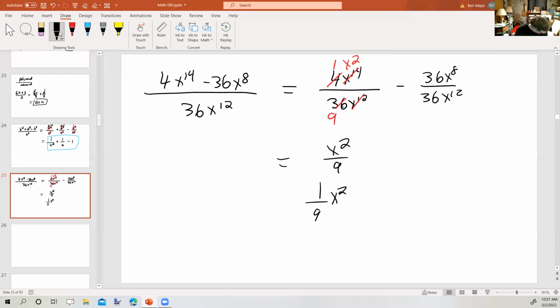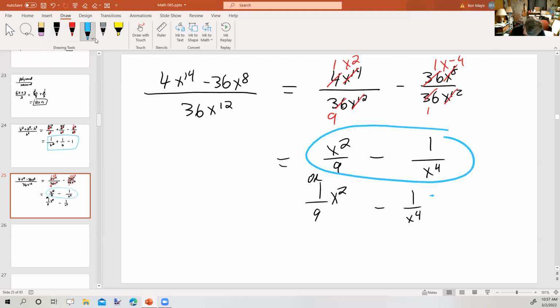Either way, let's see what they did. They wrote x squared over 9, but either way, okay? And then minus, let's see, 36 over 36 is 1 over 1. X to the 8th over x to the 12th is x to the 8 minus 12, or x to the negative 4 power. So now I have 1 over x to the 4th. And again, I could write it this way or that way.